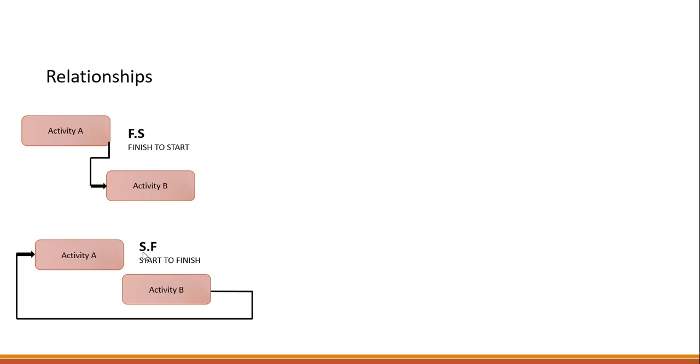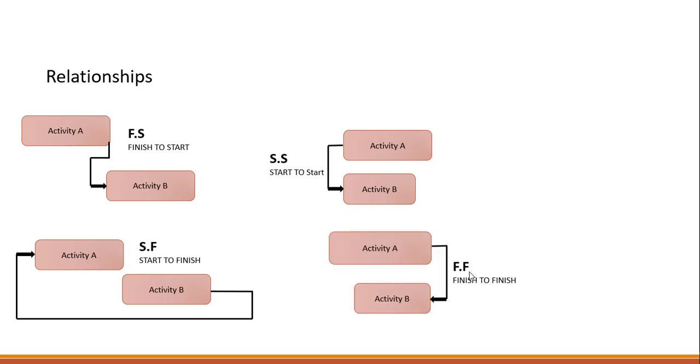And the next one is start to finish. This is not a logical relationship. It means that after completion of activity B, A will start. Next we have the start to start relationship. It means that activities A and B have the same start date, but the finishing date could be different. And the next one is finish to finish. It means that activities A and B have the same finish date, but the start could be different.